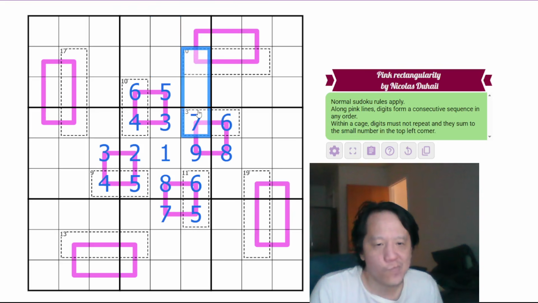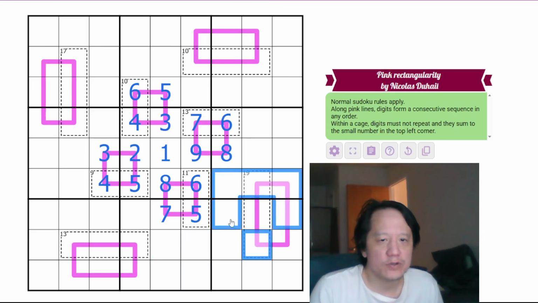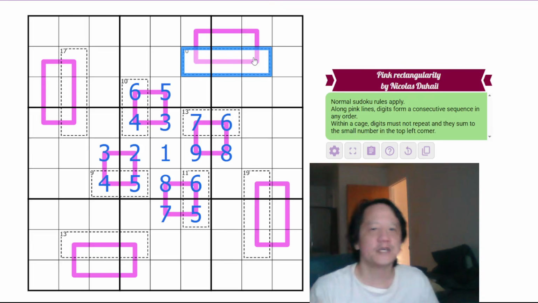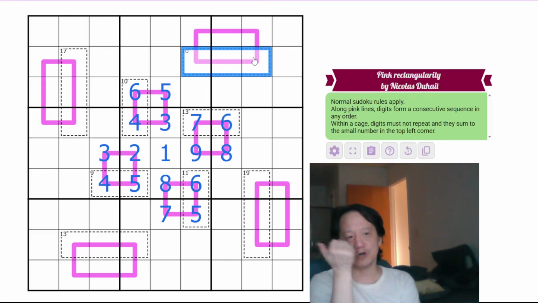Column. Where do we go? Should either use this or this. Well, they're all going to be kind of the same. Let's just go... 10 is very restrictive. Let's try that one. So 10, you cannot have 1, 2, and 7 be in this cage.